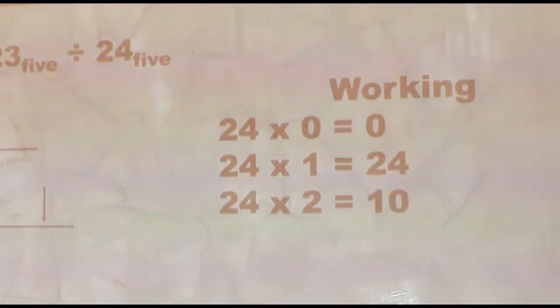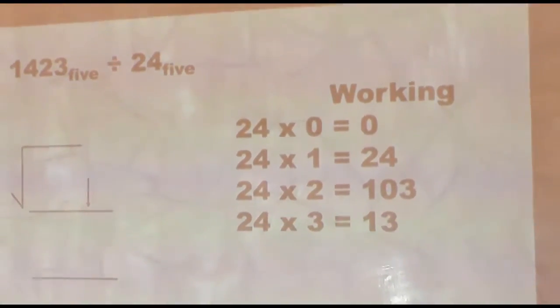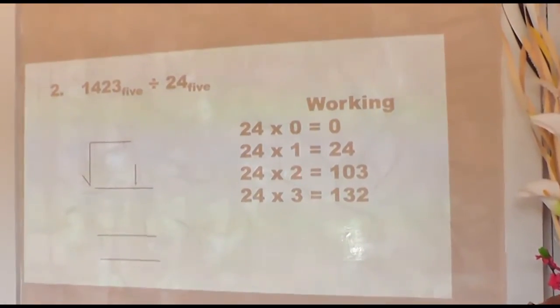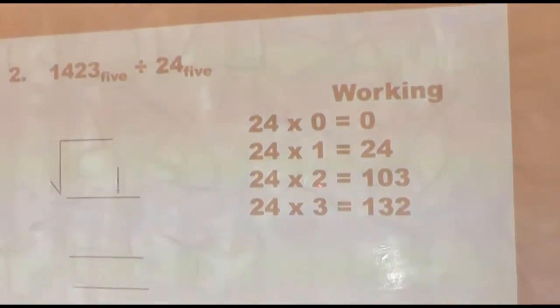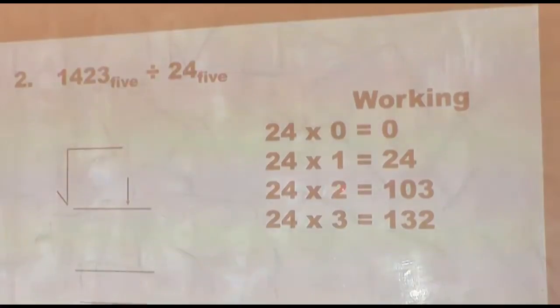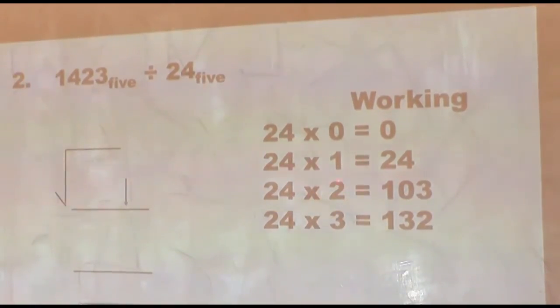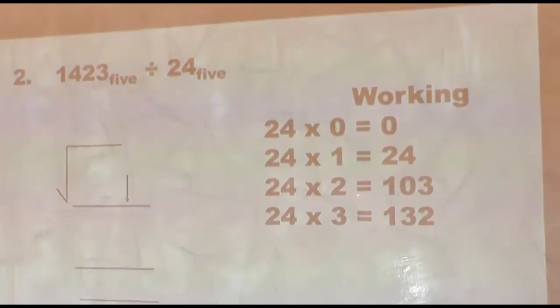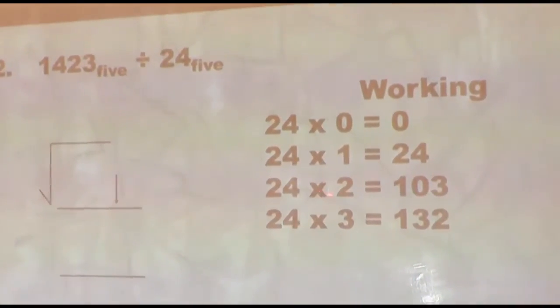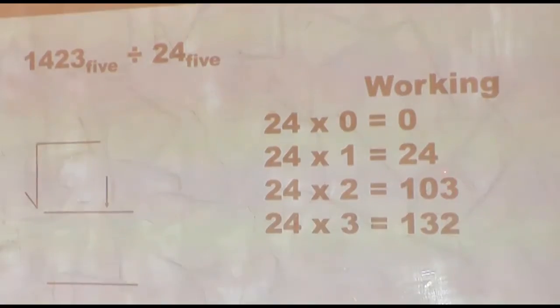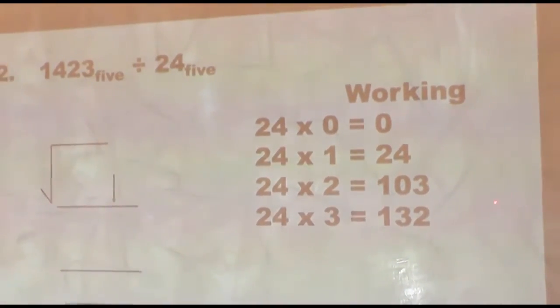24 times 2 in base 5 will give us 103 base 5. Because of our multiplication, when we have 2 times 4 here, this 2 multiplied by this first 4, we'll have 8, right? Now, how many bundles of 5s can we find in 8? We can find 1, then a remainder of 3. So write the 3, we carry 1.